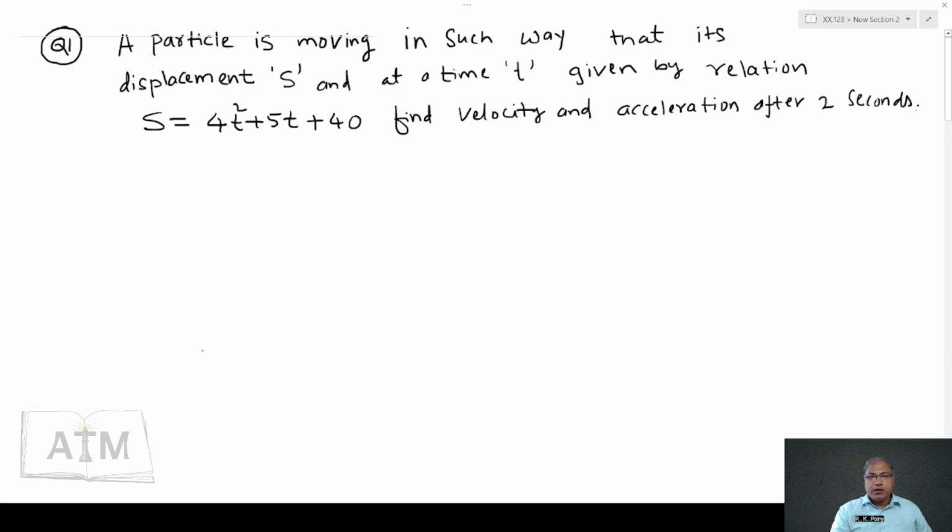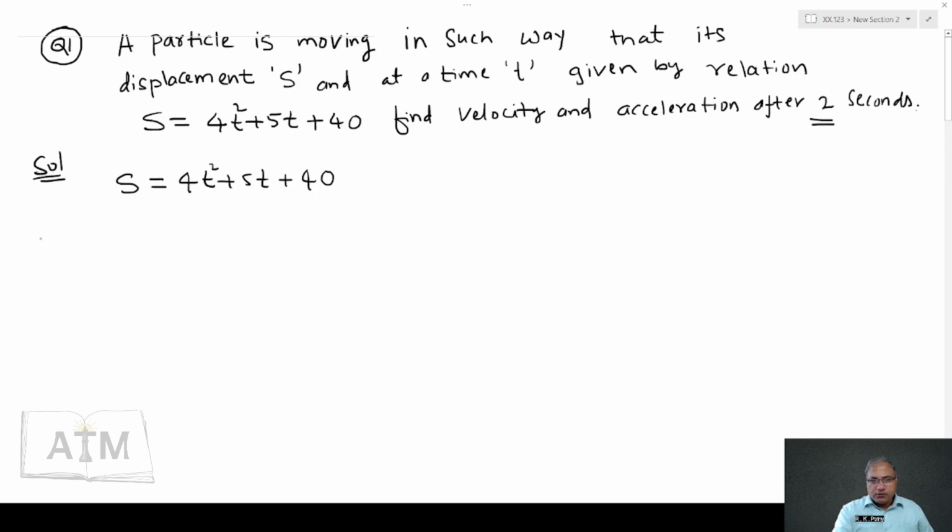Now the first question: a particle is moving in such a way that its displacement s and time t are given by the relation s is equal to 4t square plus 5t plus 40. Find velocity and acceleration after 2 seconds. Solution. First of all, what is the relation given? s is nothing but the displacement and t is the time, and the relation given is s is equal to 4t square plus 5t plus 40, and we need to find velocity after t equals 2 seconds.